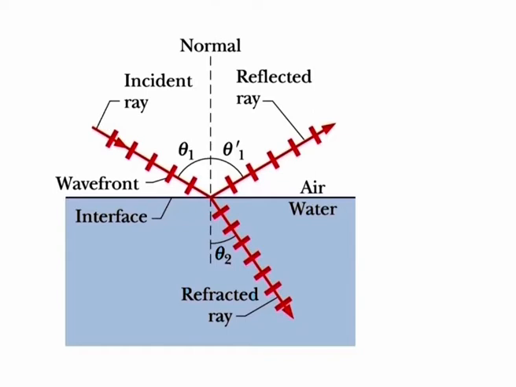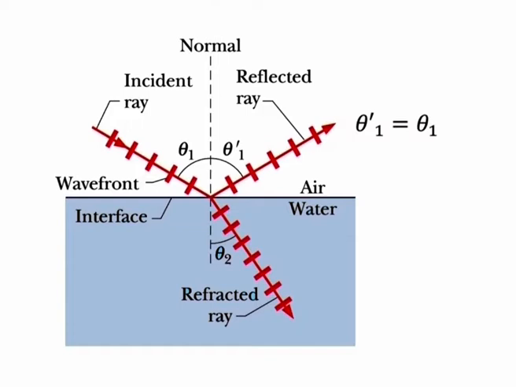Experiment shows that reflection and refraction are governed by two laws. Law of reflection: a reflected ray lies in the plane of incidence and has an angle of reflection equal to the angle of incidence, both relative to the normal. In the figure, this means that theta prime 1 is equal to theta 1.